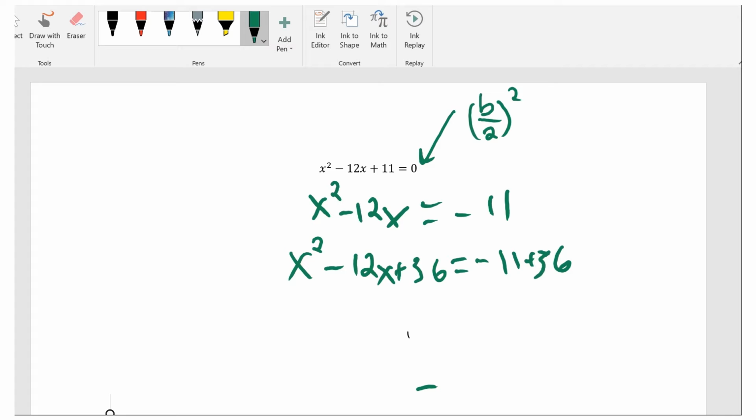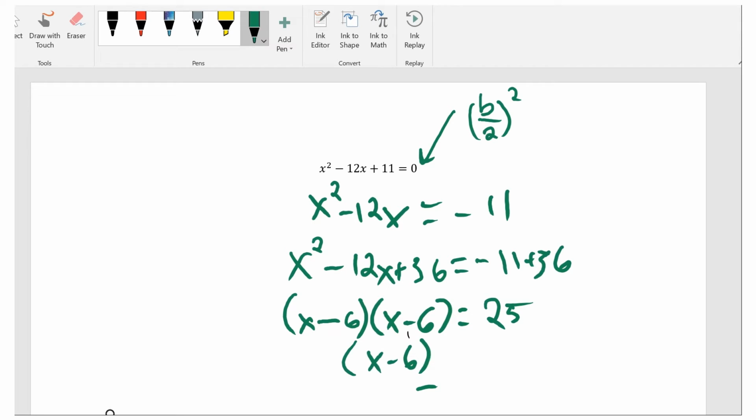So now what we're left with: which number multiplies together to give you 36, you're looking for the same number, so what squared gives you 36, and added together gives you negative 12. You would get x minus 6, x minus 6. If you were to do the FOIL, you get negative 12x plus 36. And then negative 11 plus 36 would give you 25. Now, this would give you x minus 6 squared equals 25.